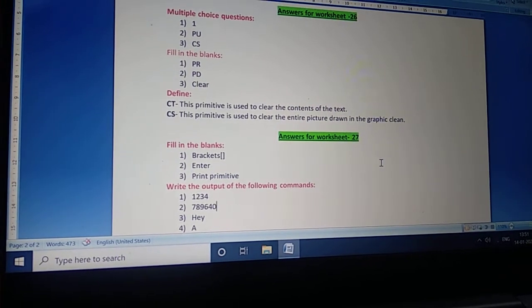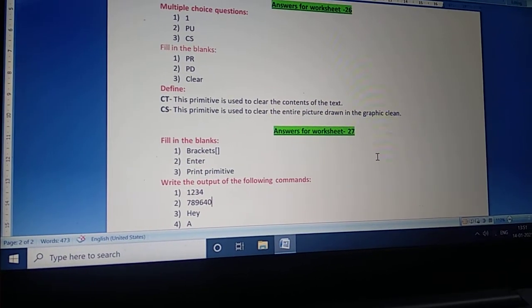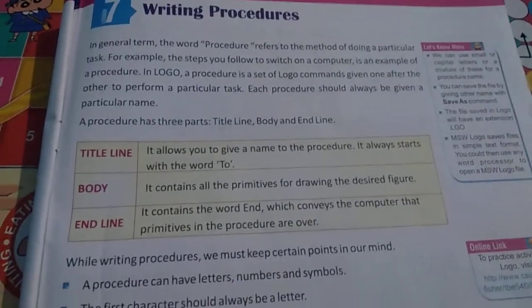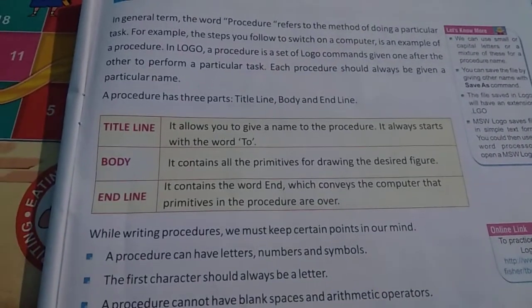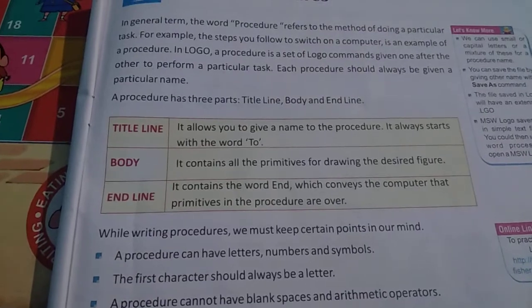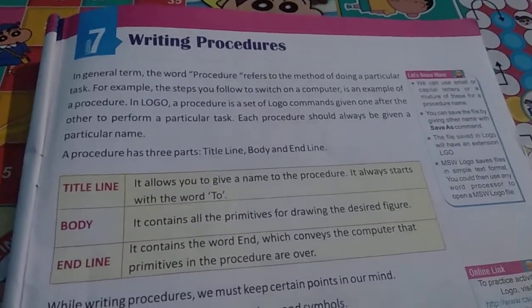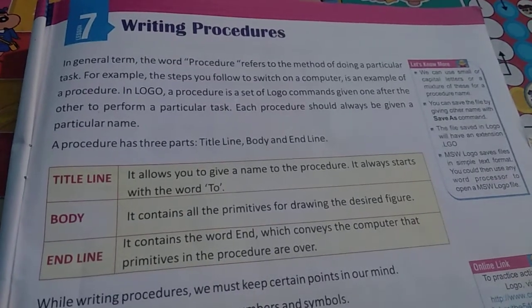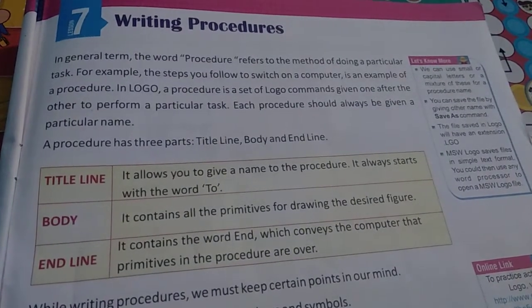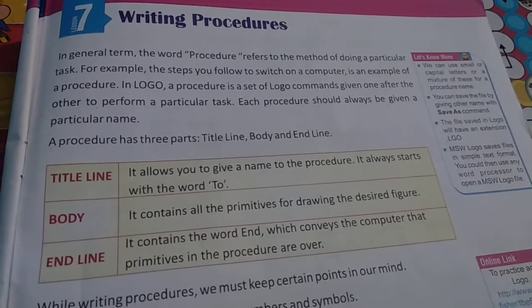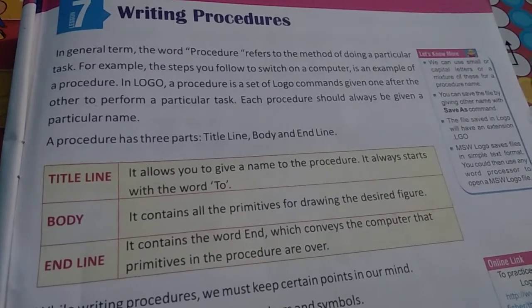Okay, now I am going to start a new chapter, that is chapter number 7. All of you open your chapter number 7, that is writing procedure, and page number 49. So in general terms, the word procedure refers to the method of doing a particular task. For example, the steps you follow to switch on the computer is an example of a procedure. Procedure means the steps to do something.